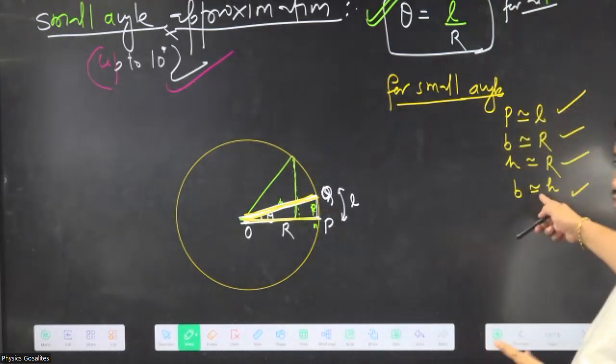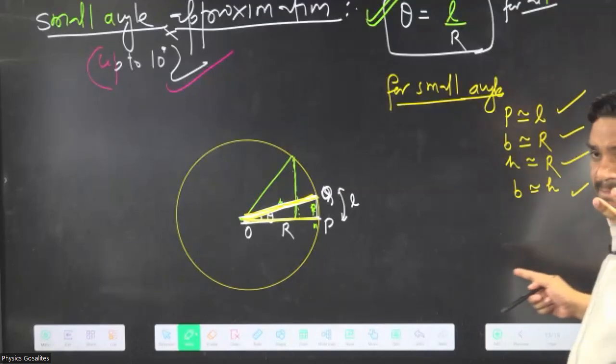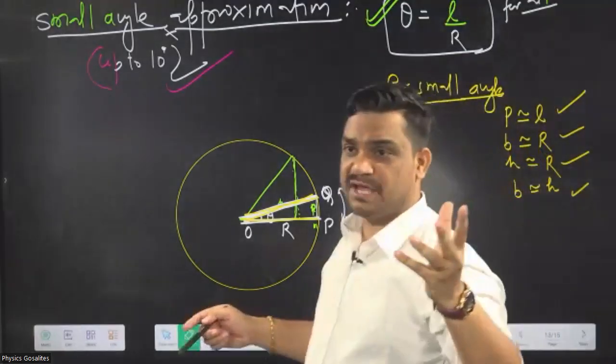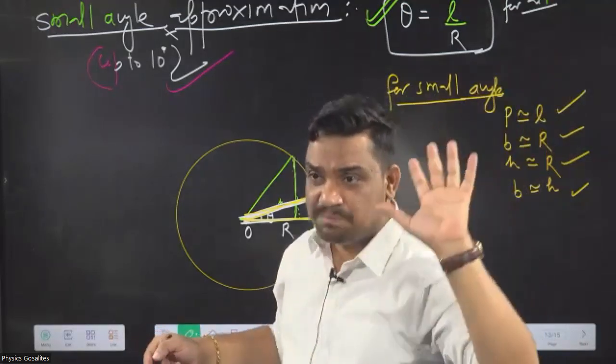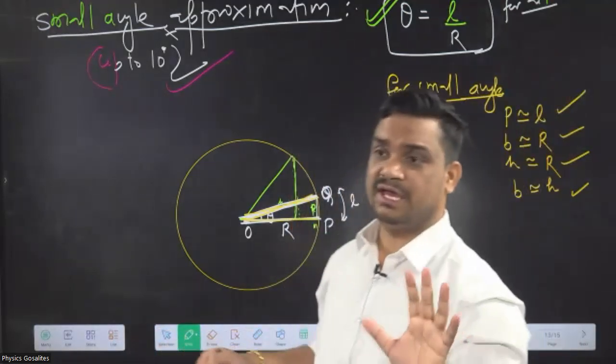Don't ask, sir, if base equals H, then how can Pythagoras be applicable? How can we use the Pythagoras theorem, because we know in Pythagoras, B square plus P square equals H square? I am saying approximately, okay?